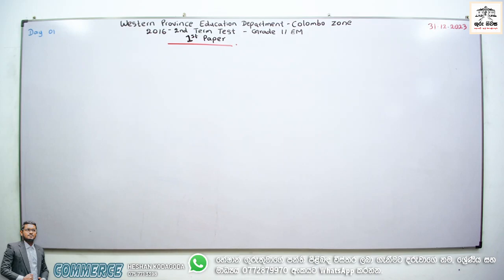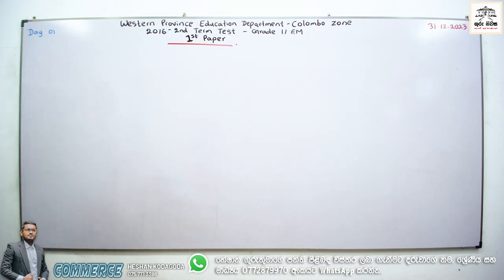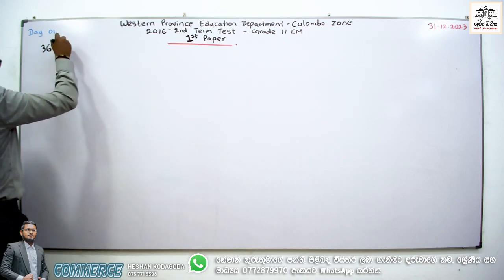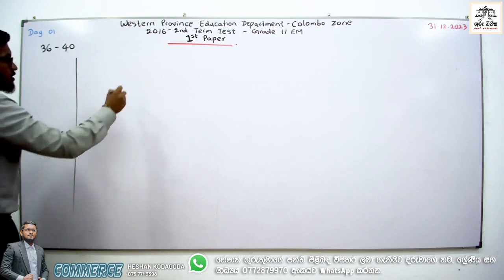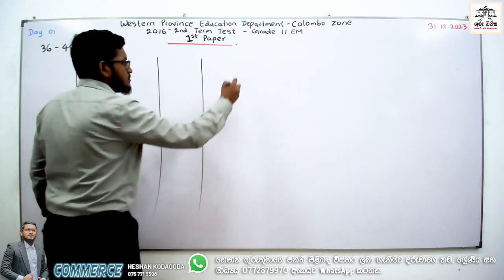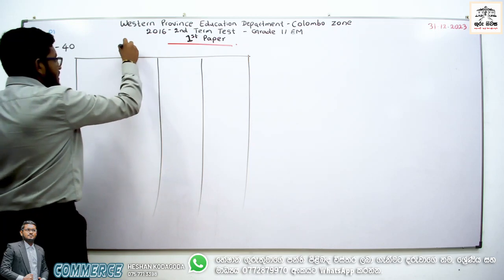Better if you guys can turn on the videos. I'm going to do questions 36 to 40. First of all we need to draw the P and N. I told you how to prepare it. Only two columns are enough.